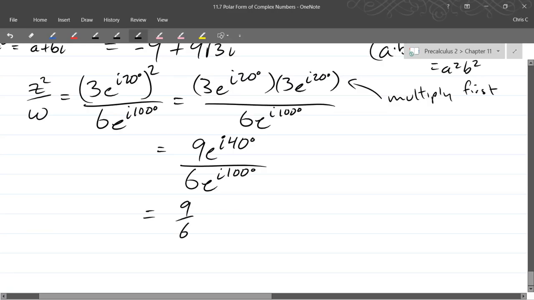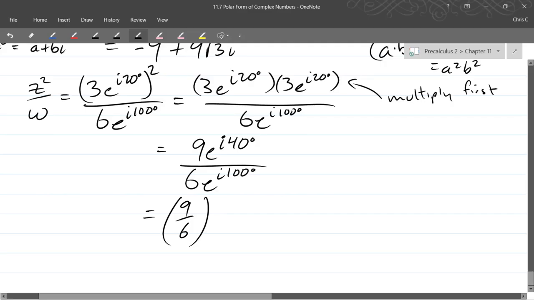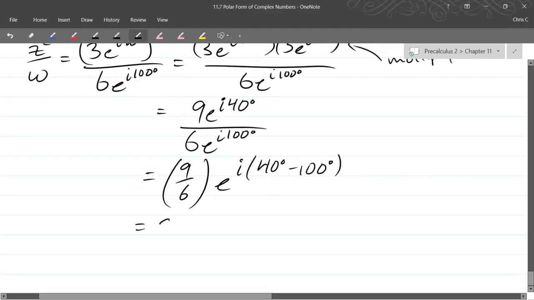Do radii separately, 9 over 6. And what do I do with the angles? Subtract them. So we're bringing the bottom one to the top, so we're subtracting those powers. So we get 40 minus 100, which is negative 60. And 9/6 reduces to 3/2. e to the i, negative 60 degrees.